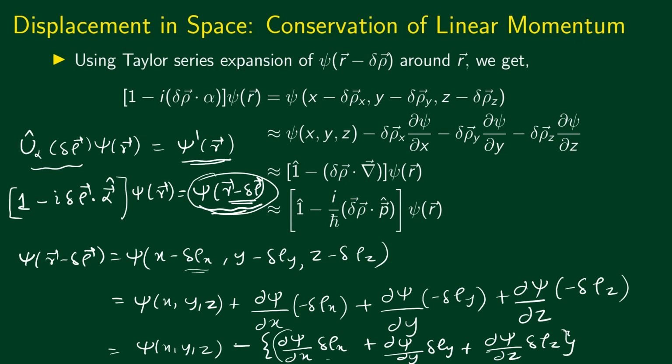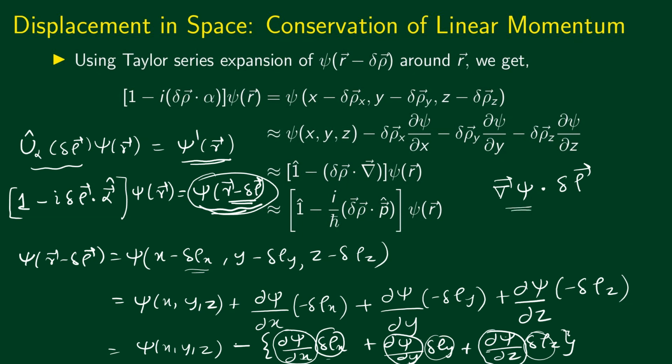One vector has components partial derivative of psi with respect to x, partial derivative of psi with respect to y, and partial derivative of psi with respect to z. These are the components of a vector which we call del vector psi, right? So these partial derivatives are the components of this vector, all right? Dot, and we have delta rho x, delta rho y, delta rho z. All these are components of the vector delta rho vector. So what we have here is actually del vector psi dot delta rho vector.